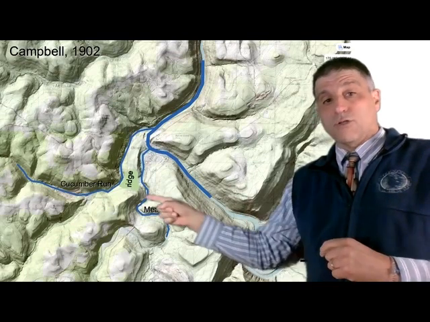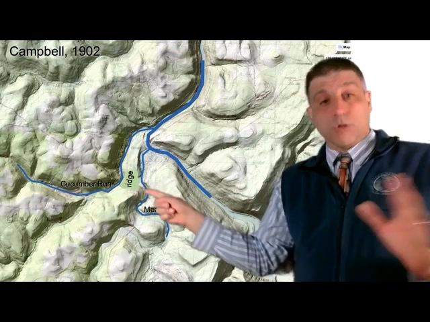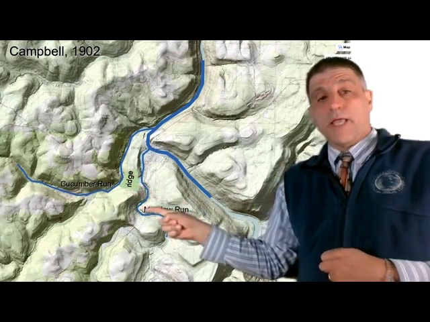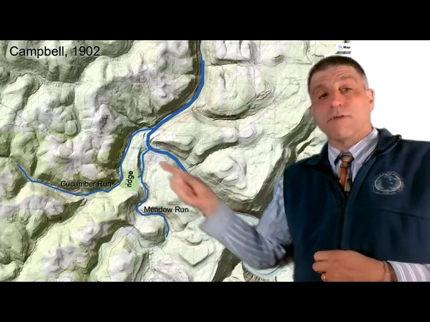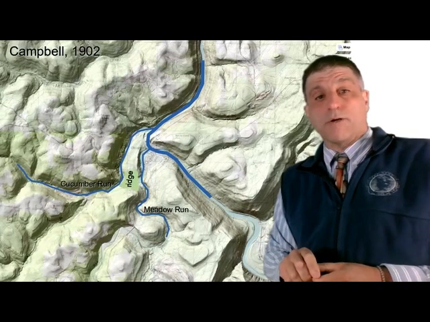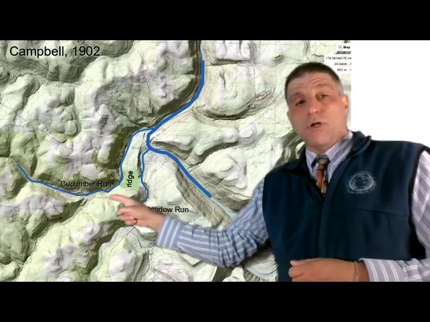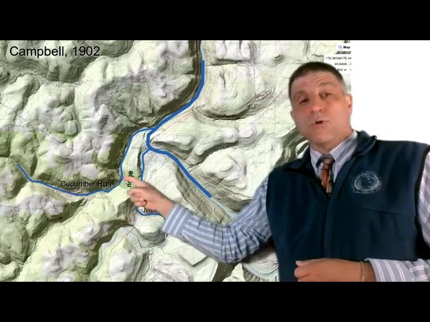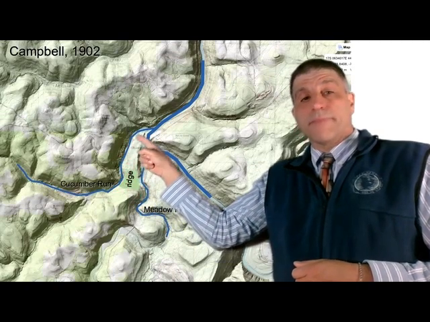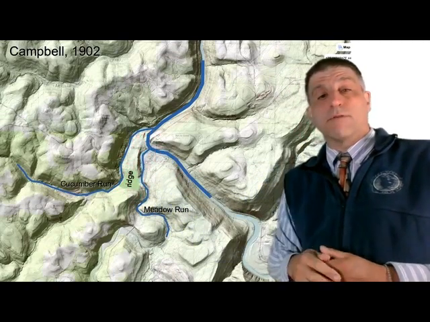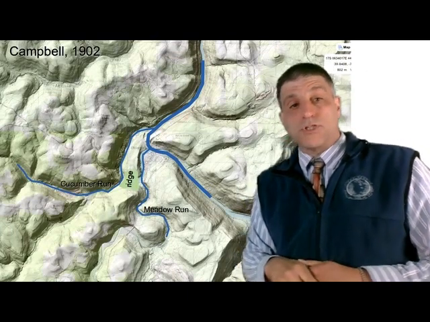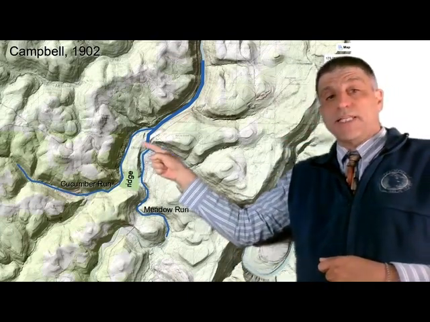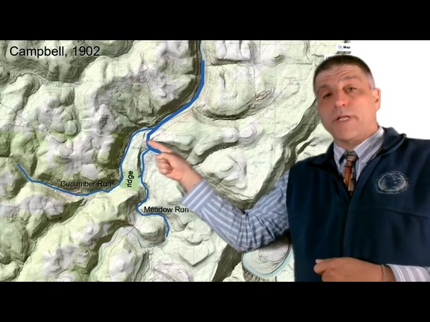But in the past, there was a continuous ridge here, or it's hypothesized it was here, and Meadow Run would have flowed north and met the Youghiogheny River at about the town of Ohiopyle. And Cucumber Run would have flowed also north and flowed in this valley and met the Youghiogheny River downstream of Ohiopyle. Now, Campbell suggests that perhaps something dams the river at this point.